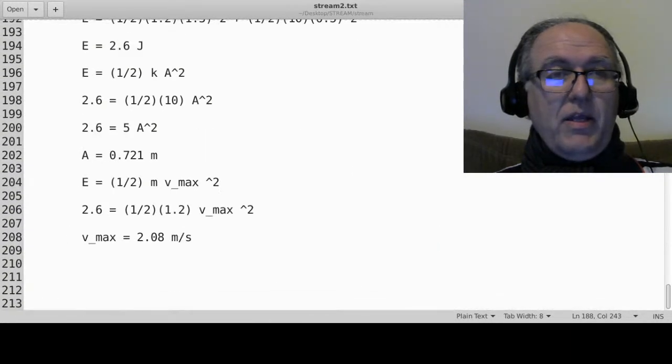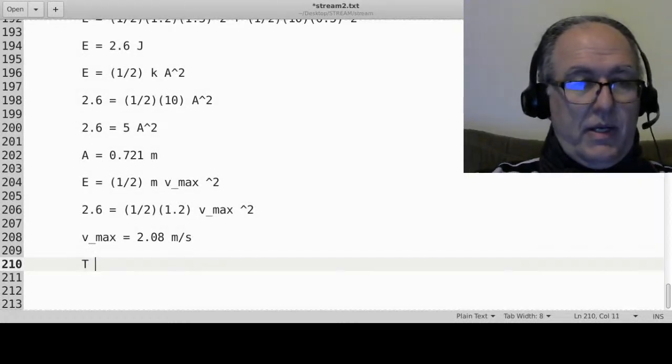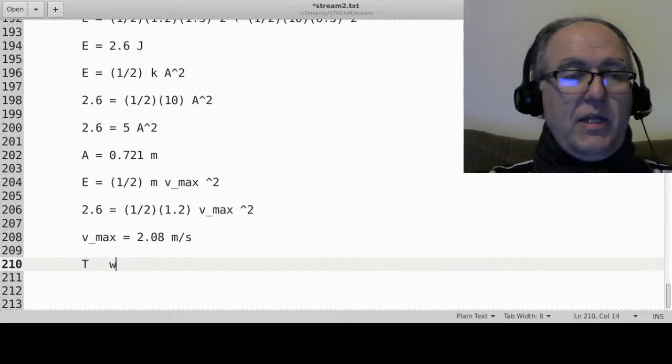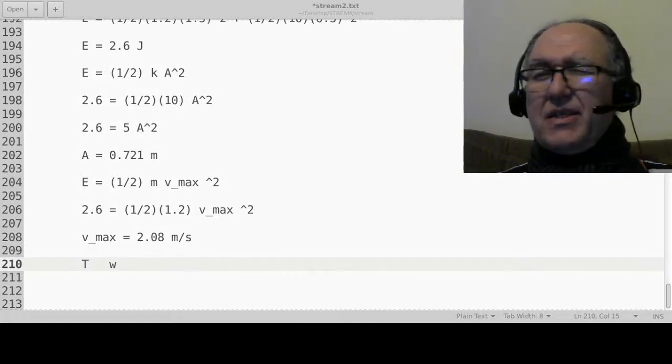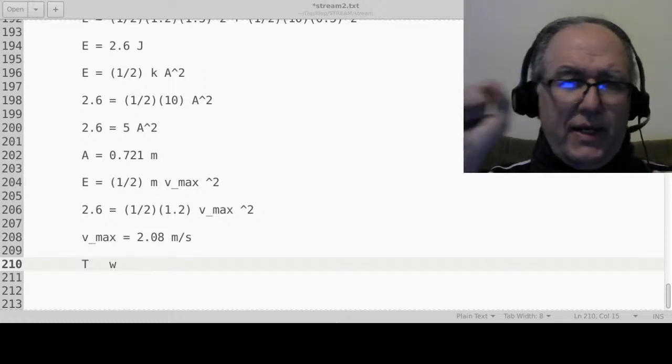Okay, now for the period, you go, well, how do I do that? So always remember that there are these two quantities. There's the period, and then there's this omega, which I'll write out. Okay, well, actually it looks like a W, but it isn't a W. W is used for other things in physics, so we really should try to write it as an omega.